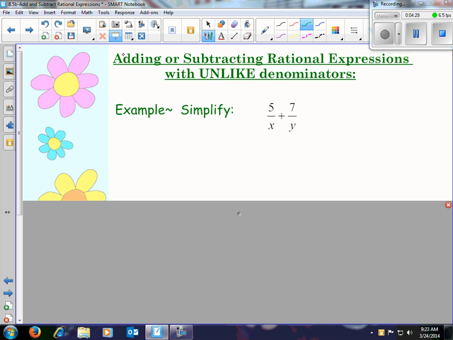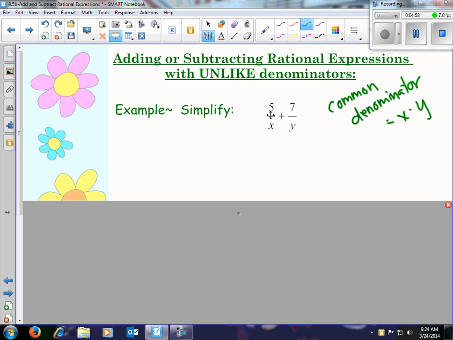Okay, now for our next example. We're going to subtract expressions with unlike denominators. So this one has an x and this one has a y. Now, I can't break those down at all, so I can't find a least common multiple. So my common denominator is just going to be x times y. Common denominator equals x times y, which is just xy.